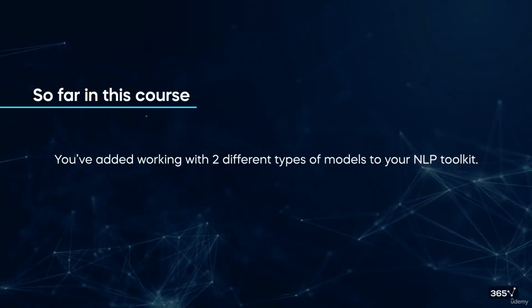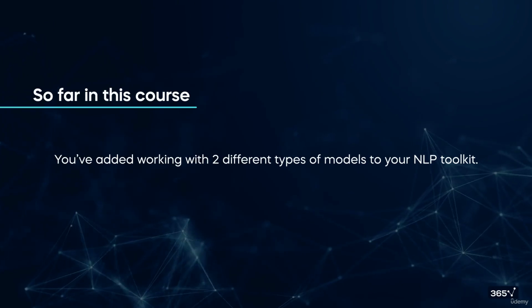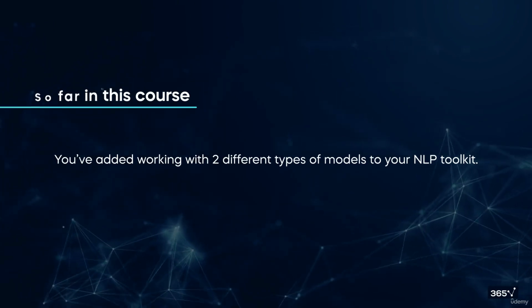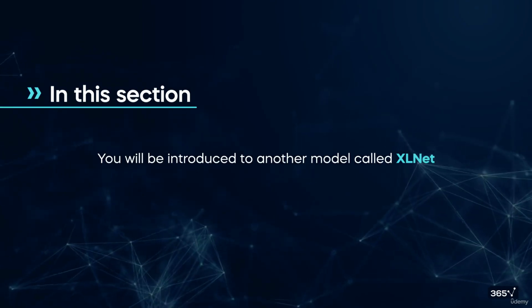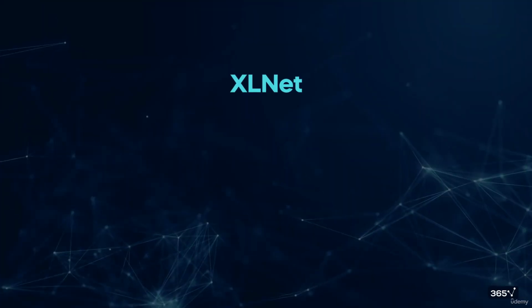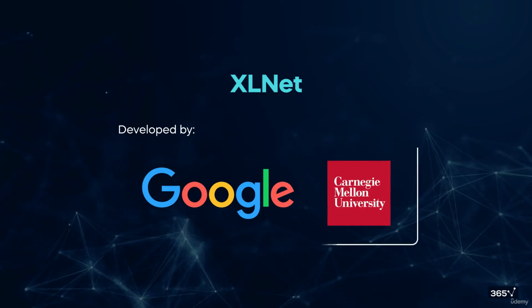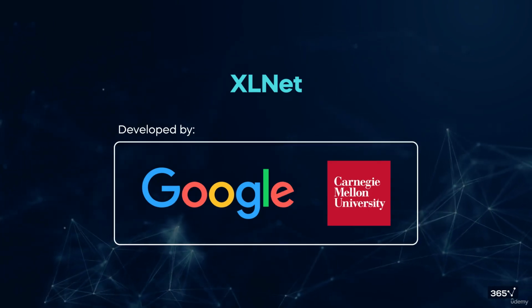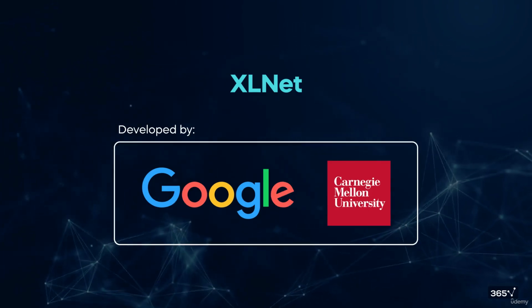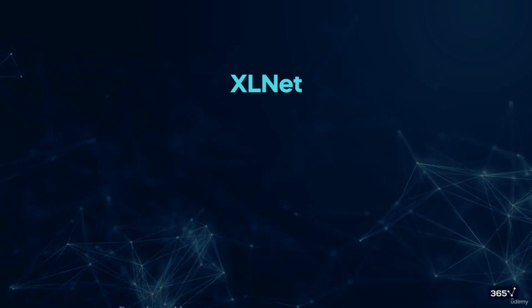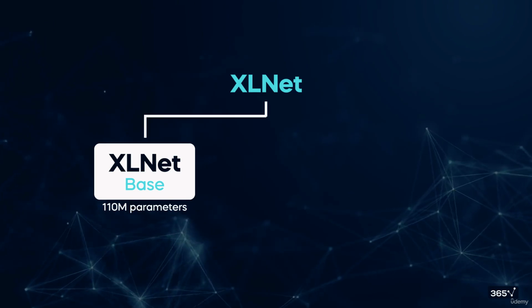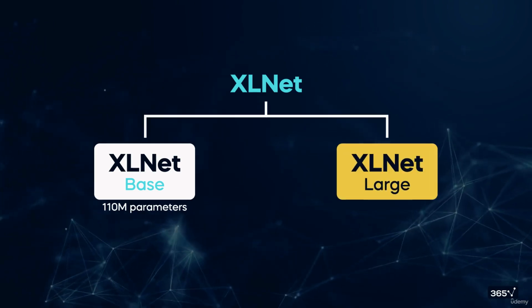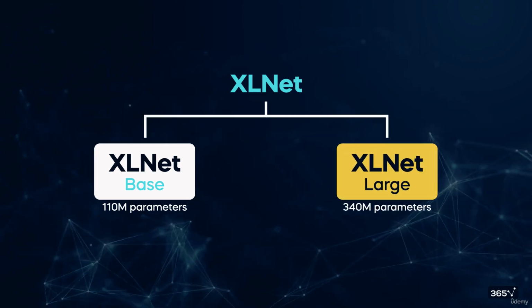So far in the course, you've added working with 2 different types of language models to your NLP toolkit. There are many different language models out there, and so in this section of the course, I want to introduce you to another model called XLNet. XLNet is a large language model developed by Google AI in collaboration with universities and other institutions in 2019. It comes in 2 sizes, XLNet Base, which contains 110 million parameters, and XLNet Large, with 340 million parameters.